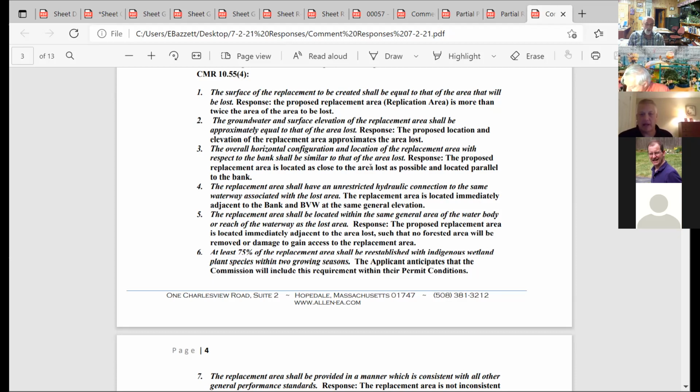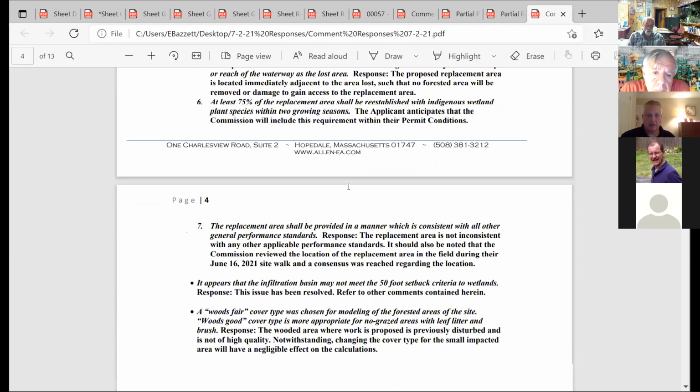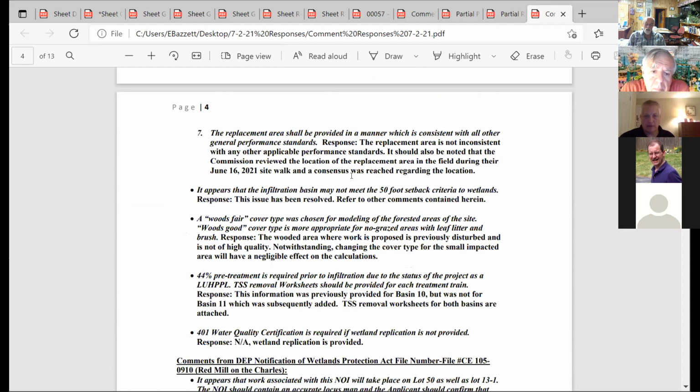Yeah, absolutely. And the benefit to this project is, with the size and scope of the project, that 3-year monitoring will be well within the project duration. So we hope to get that signed off prior to the last closing. Okay, so the rest of it in that section looks pretty good. We talked about the Woods Fair versus Woods Good. You said it was a negligible effect on the calculations. Frank will look for that difference.